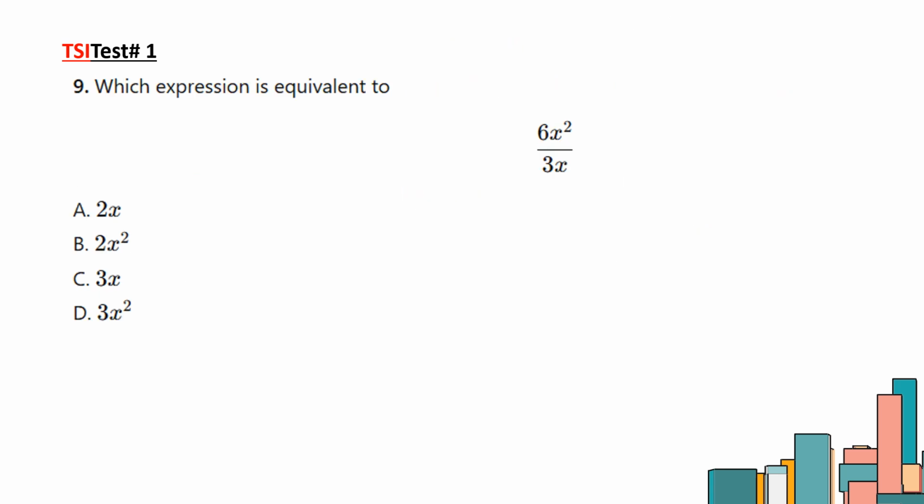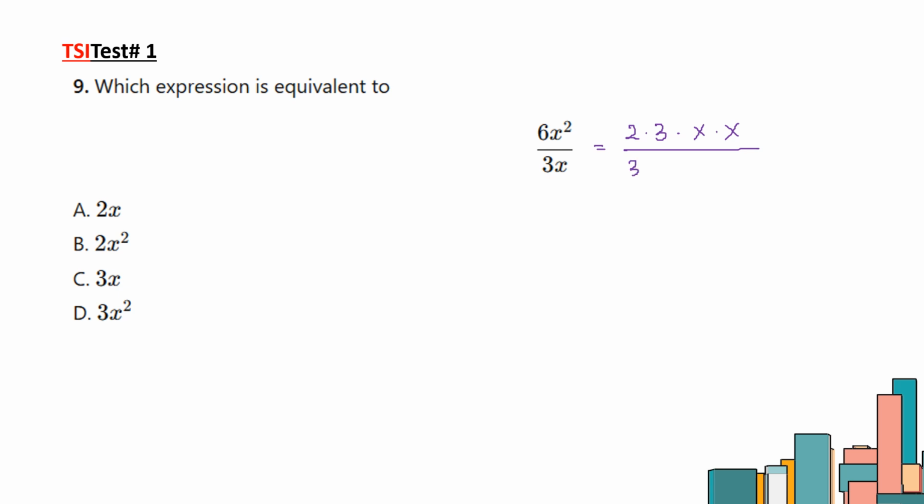Number 9, which expression is equivalent to 6x squared over 3x? So let's break it down. At the top, you have 6, which is 2 times 3. X squared is x times x. Okay, we separate it, kind of like making smaller blocks.